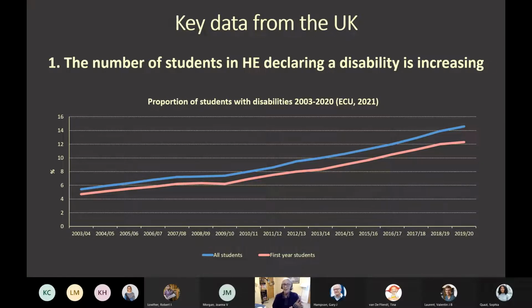The caveat here is that this is students that are declaring a disability, and we know that there are a lot of students that don't declare, so this is actually underrepresenting the true proportion.